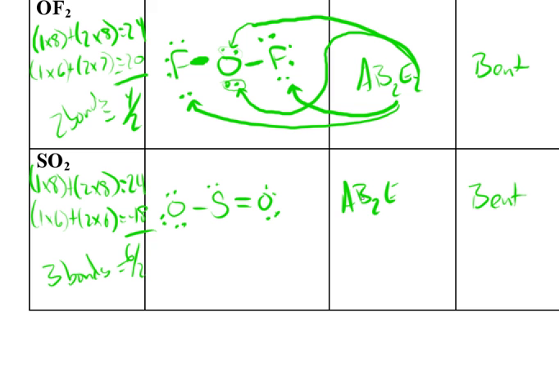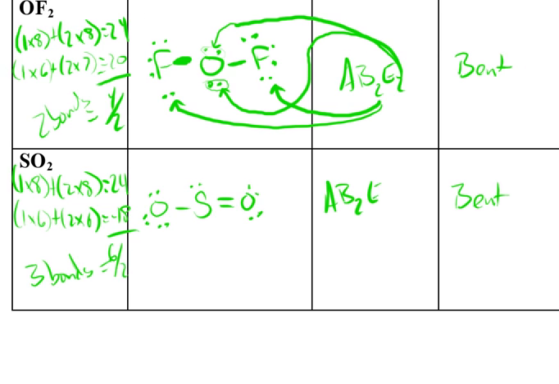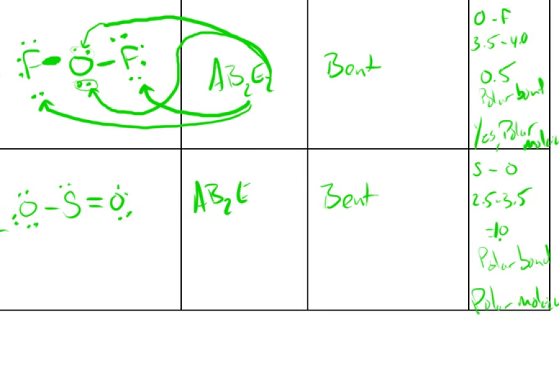Our ABE, A is just our central atom. There's 1 of them. How many things are bound to our central atom? It doesn't matter that there's a double bond there. All that matters is how many atoms are bound to our central atom. So that's 2 of them. And then we've got this single lone pair of electrons on the central atom there. If we look up AB2E, that's also bent.